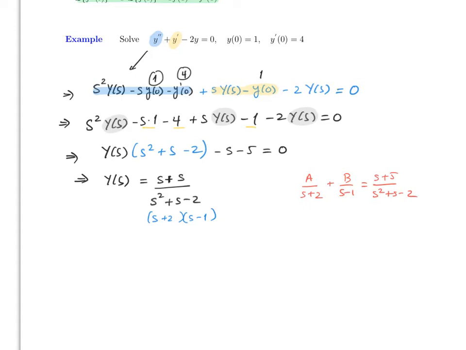I already emphasized this before. This is from basic algebra, but it is very important that you refresh how to do partial fractions. Remember, from here we have A times s minus 1 plus B times s plus 2. This should equal s plus 5. So if we select s equal to 1, the only reason why we pick 1 is because this will cancel, then we'll have 3B is equal to 6. So that means that B is equal to 2.